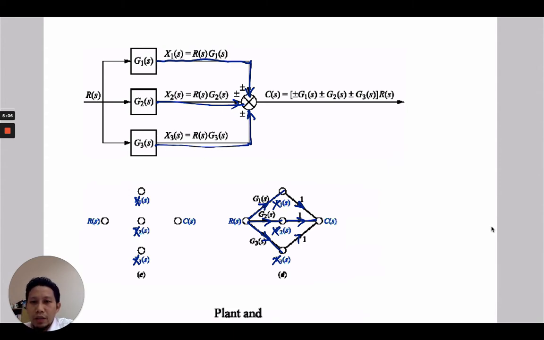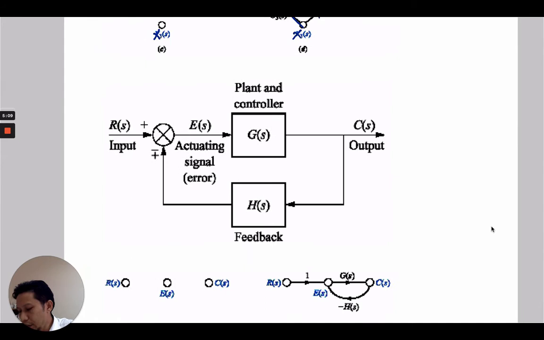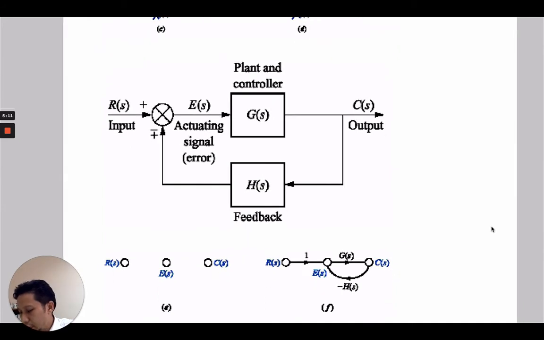Okay, next one, we have a feedback form of block diagram here, and then we can draw the nodes that represent the signals. We have R(s) as the input, we have the error E(s), we have the output C(s). That's it. That's only the signals that we have in this block diagram.